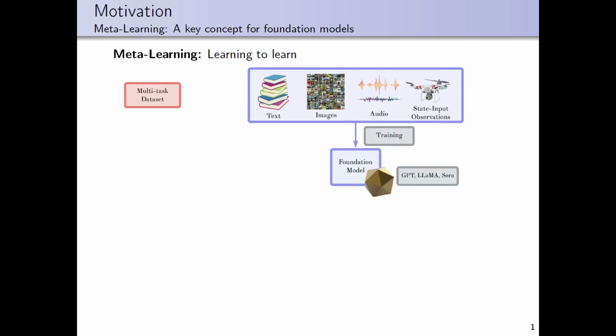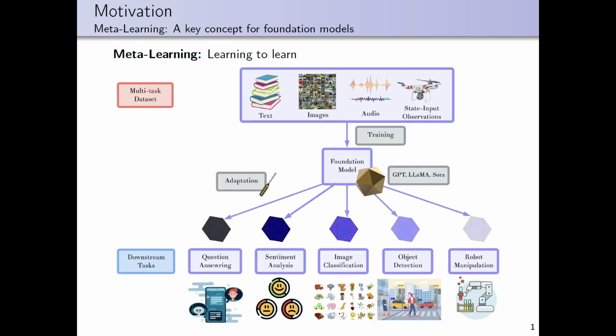A huge effort in the machine learning community these days has been made towards training these models that they call foundation models, for example, GPT, Llama, Sora, that can quickly adapt to an unseen task, for example, question answering, as ChatGPT does. And this adaptation is made with a reduced amount of data. This can also be an unseen task of a robot arm manipulation, object detection, sentiment analysis, image classification, and so on and so forth.